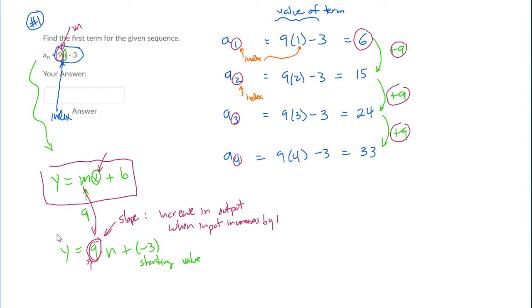So the difference is, if I graph it, what would the graph look like? If I graph the line, here's my x, here's my y. My y-intercept is negative 3, and my slope is 9, so it would look like this.